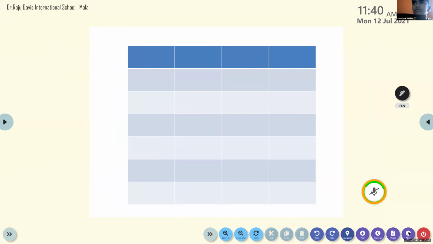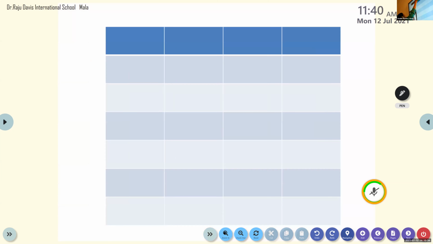Scooter. Yes, scooter. That is right. Scooter is a vehicle. You can write scooter, but when you write bike, children, please do write it as motorbike. All of you please do write this, scooter. S-C-O-O-T-E-R. Very good. Scooter.